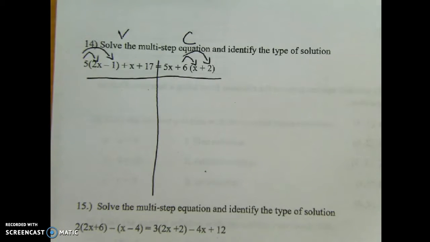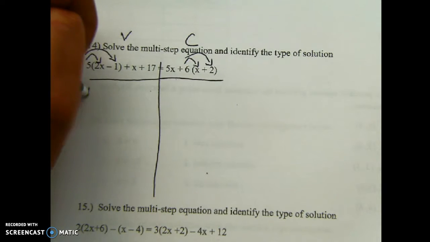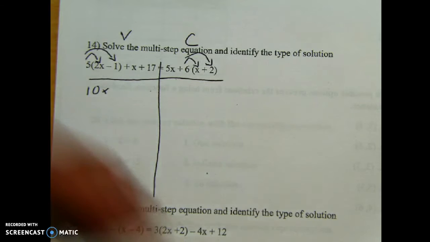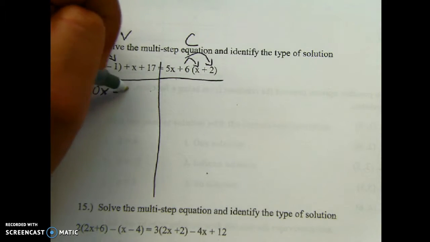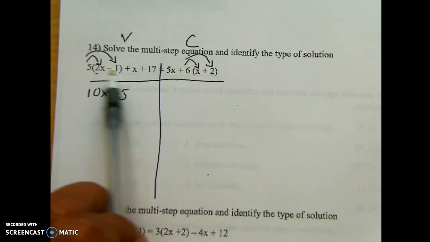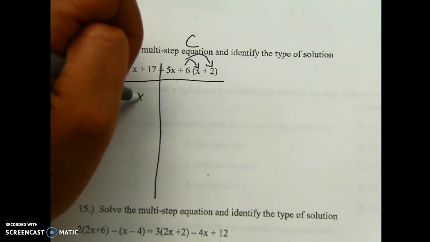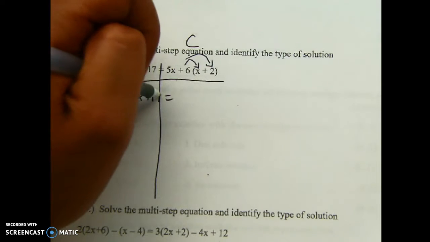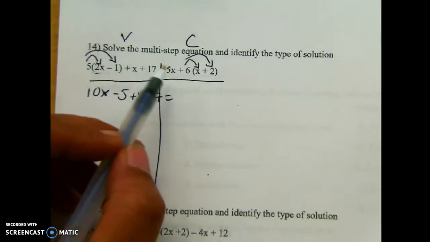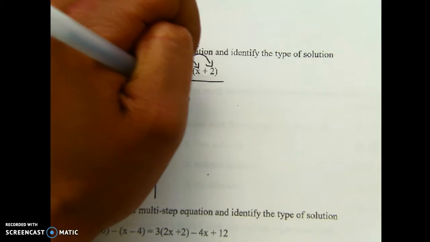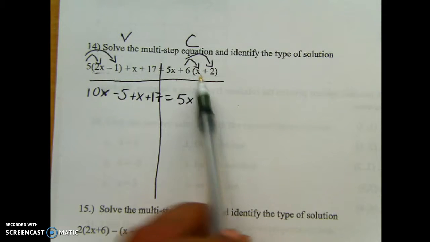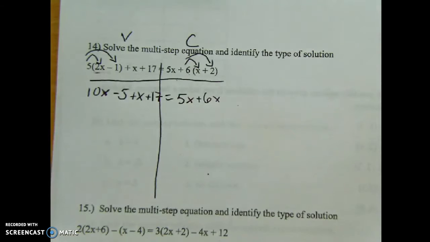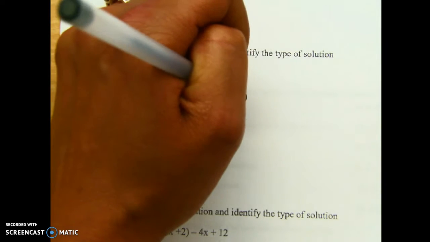I'm going to distribute 5 times 2x is going to give me 10x. 5 times negative 1 is going to give me negative 5. That takes care of the distributing. Now I'm just going to bring down everything else that's here because I'm not doing it in that step. Okay, this is 17. I'm going to bring down what I'm not using here. And I'm going to distribute. 6 times x is going to give me positive 6x. 6 times 2 is going to give me positive 12.